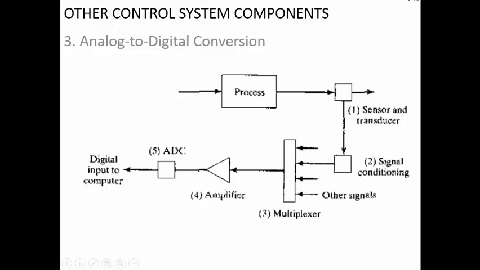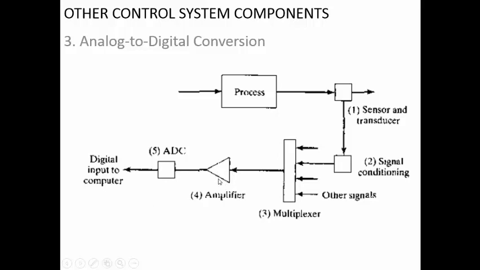Amplifier is a device which is going to increase the strength of the signal. You are getting 0.2 volt here. Maybe the digital signal requirement is 5 volts. So that 0.2 will be correspondingly increased to 5 volt. 0.1 may be increased to 2.5 in the amplifier.